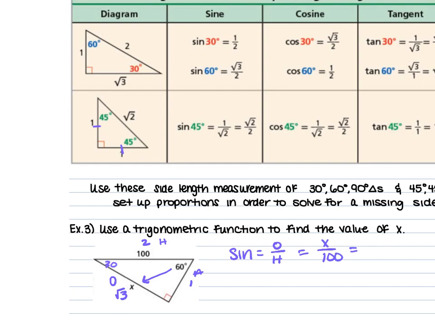If we use the side lengths for our special right triangles, 1, 2, square root 3, we are going to use the square root of 3 because it goes where the x is, and then the 2 because it goes where the 100 is. And we are going to solve our proportion using these two fractions.